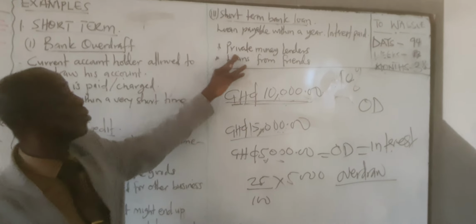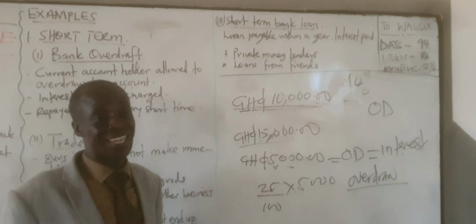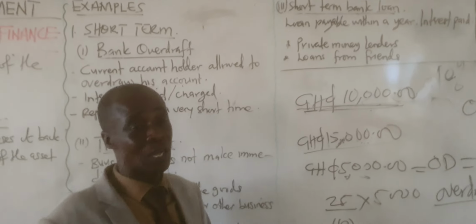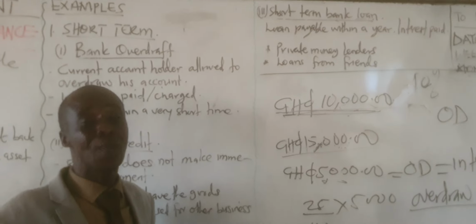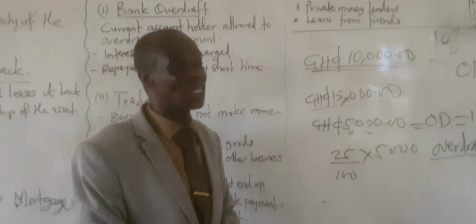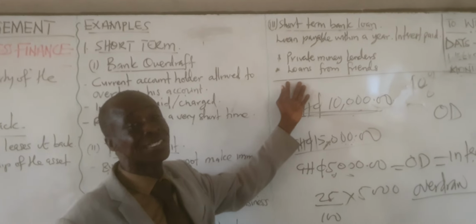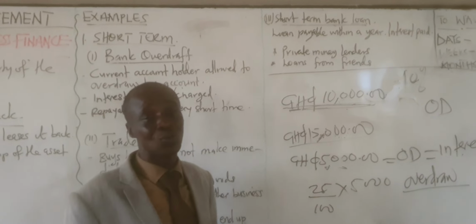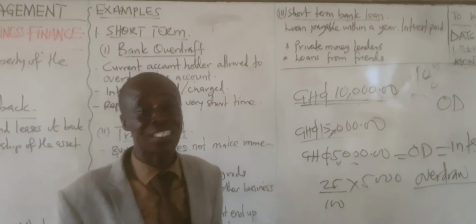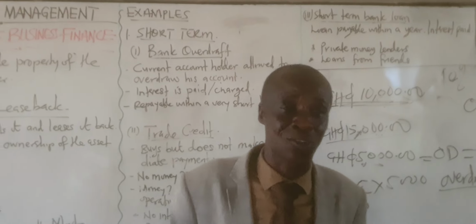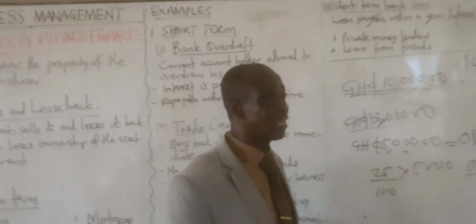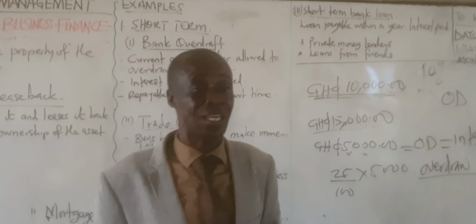You can also get loans from private money lenders. There are private individuals who also lend money, so you can go to them. But usually you may pay high interest rates, so take note of that. Your friends may also lend money to you. And usually when friends lend money, they may not even take interest at all. So that is for that one. So that's for short term.